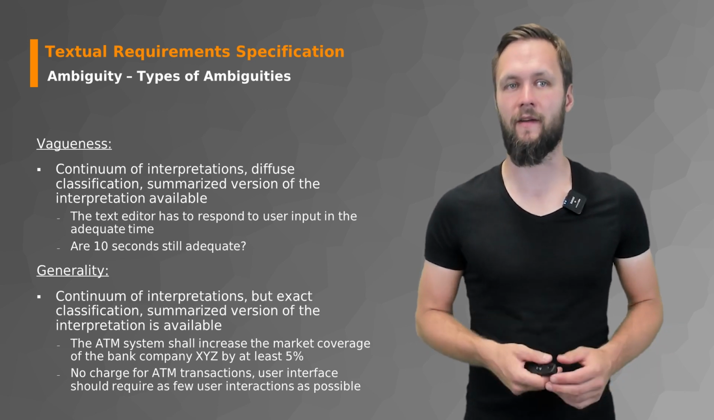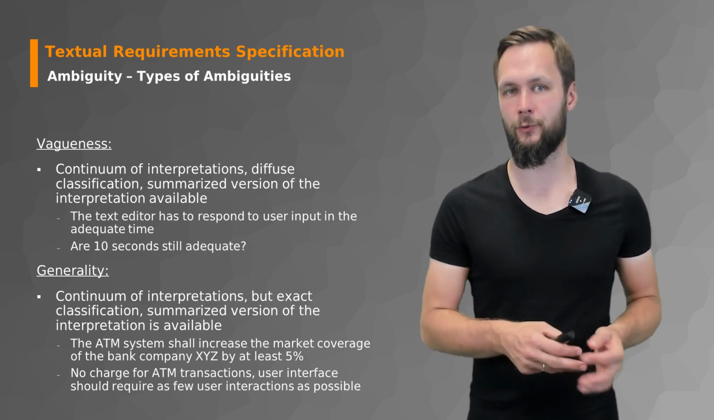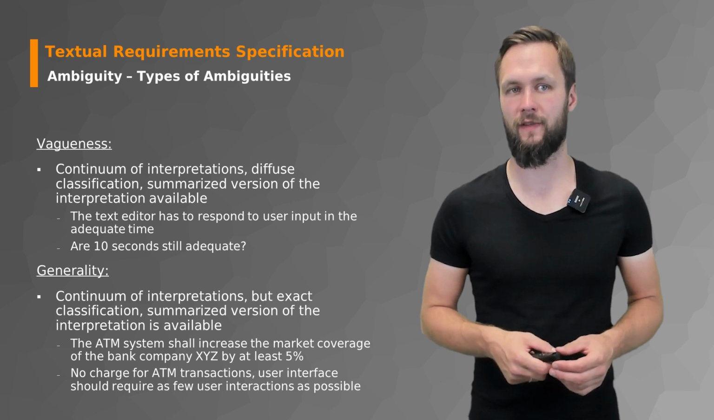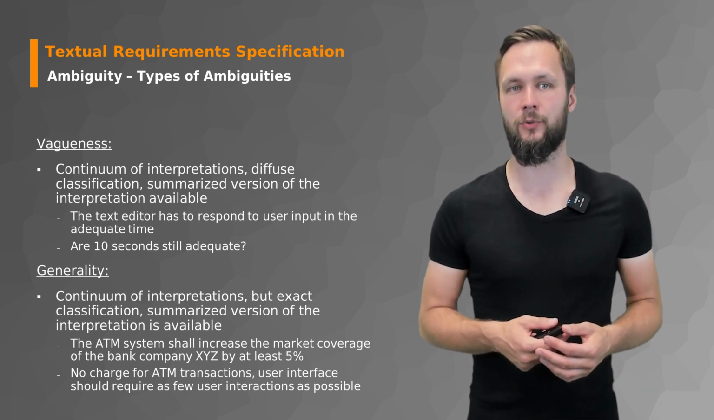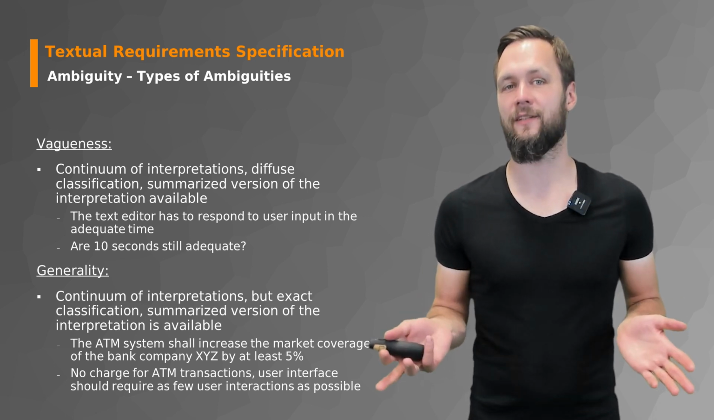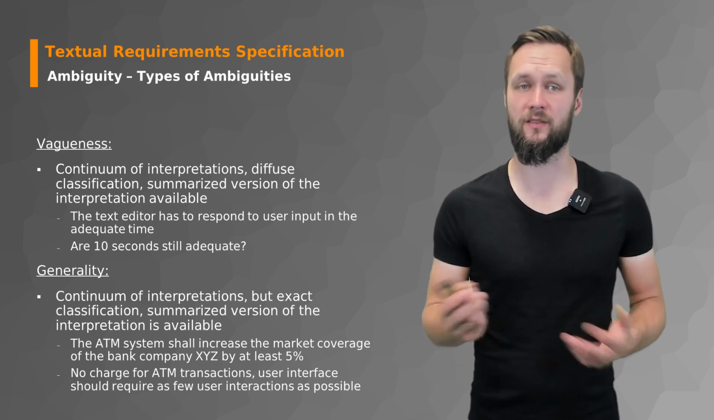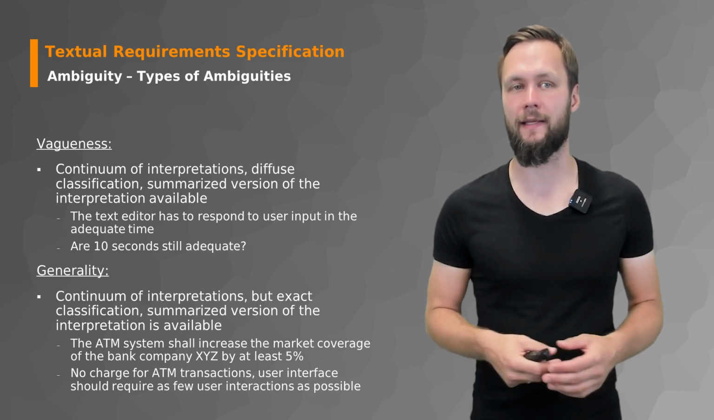For example, vagueness: we're talking about a continuum of interpretations with diffuse classification and the summarized version of the interpretation which is available. For example, the text editor has to respond to user input in an adequate time. What is adequate? Is it 10 seconds or 15 or 20? Is it too fast? Is it too slow? So you can see it's very vague.